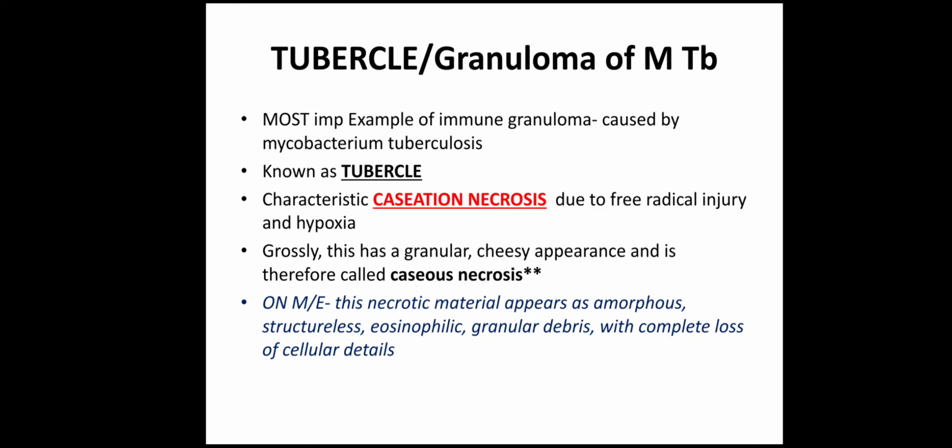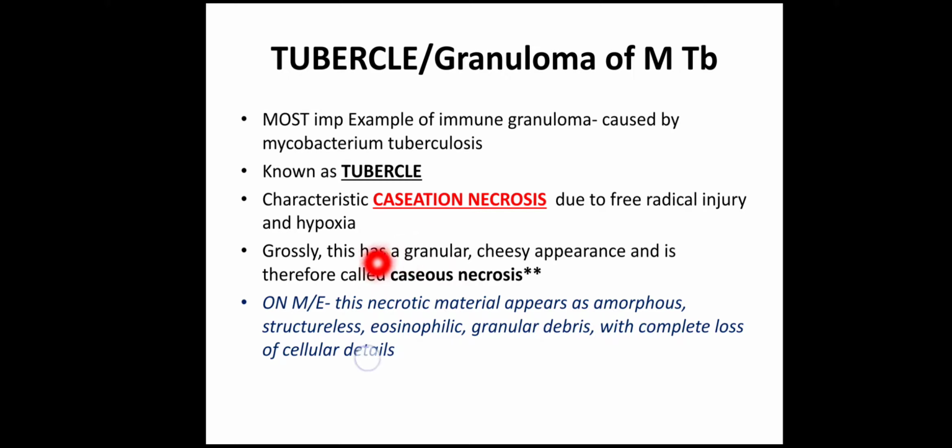The most important example of a granuloma, and a disease which is very common in India, is tuberculosis. The granuloma is known as a tubercle in that case. It is a very important example of an immune granuloma, caused by Mycobacterium tuberculosis. An important point to remember is that in a tuberculosis granuloma there is a central area of caseation necrosis. This necrosis is due to free radical injury caused by the inflammatory cells, and hypoxia. Caseation necrosis is the most important and characteristic feature to identify a tubercular granuloma.